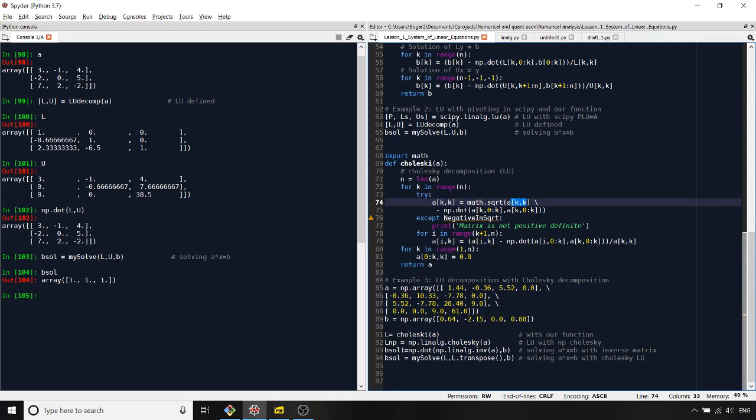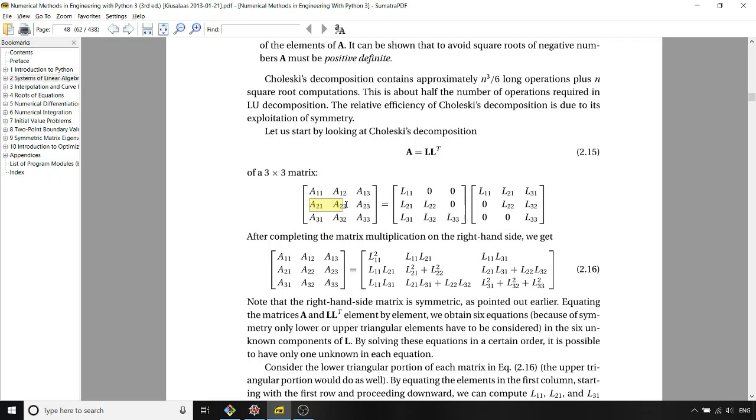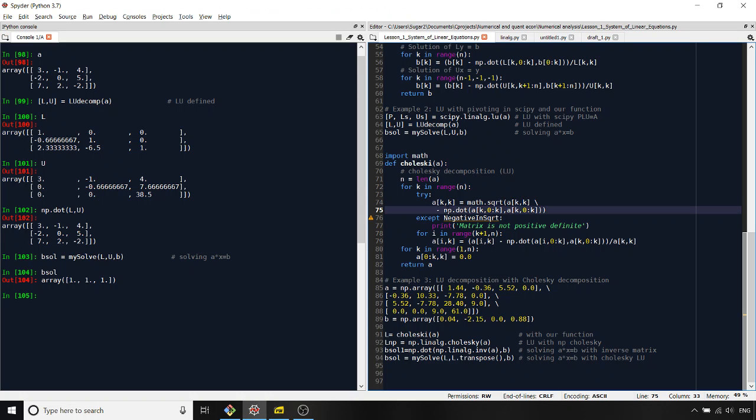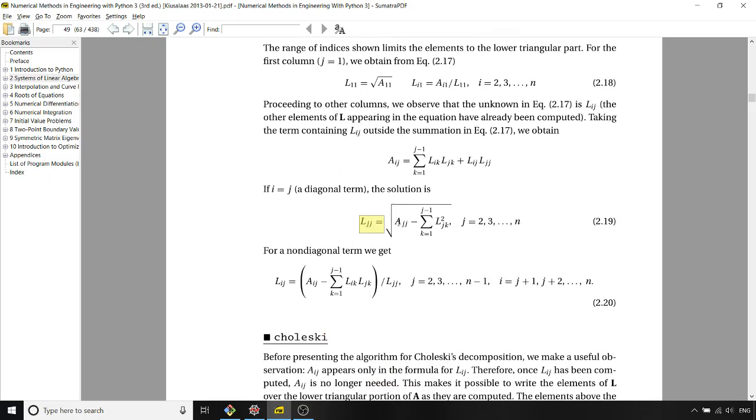So for example, we subtract these two, each raised to the power of two. So we are multiplying the same thing by itself. Then if this one is negative, we cannot take the square root. And since we cannot take the square root, which we use for calculating this, finding LJJ, yeah?